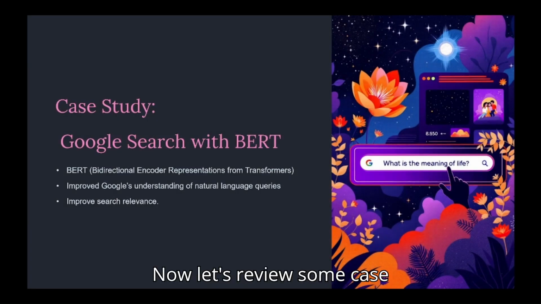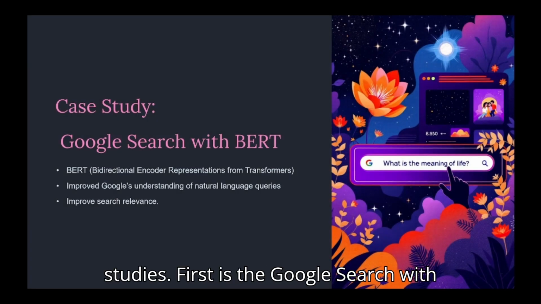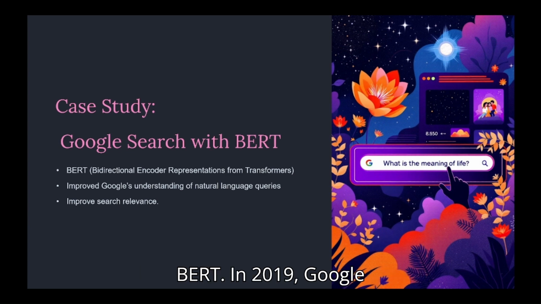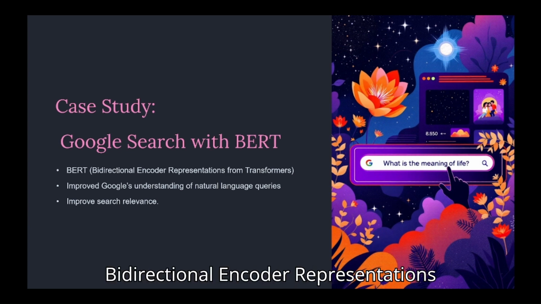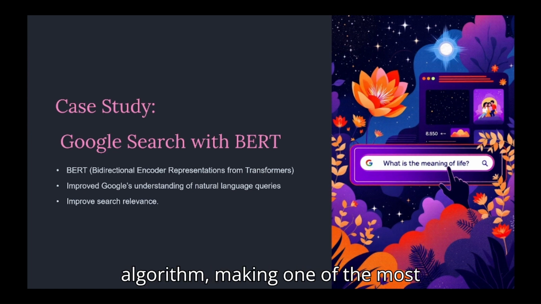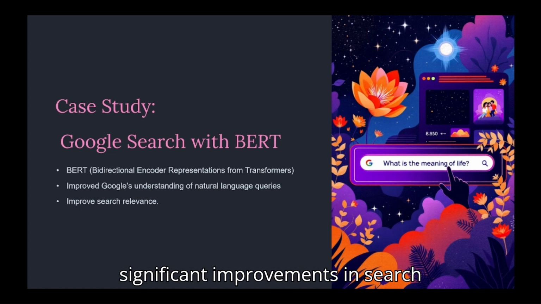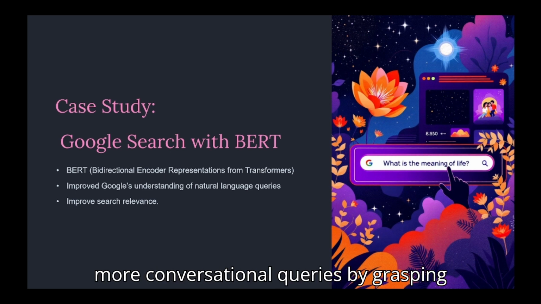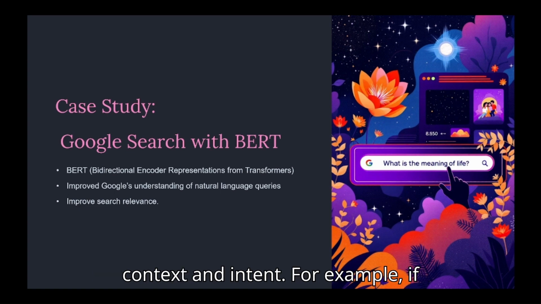Now let's review some case studies. First is the Google search with BERT. In 2019, Google integrated BERT, which stands for Bidirectional Encoder Representations from Transformers, into its search algorithm, making one of the most significant improvements in search relevance. It improved Google's understanding of natural language queries, particularly with longer and more conversational queries by grasping context and intent.